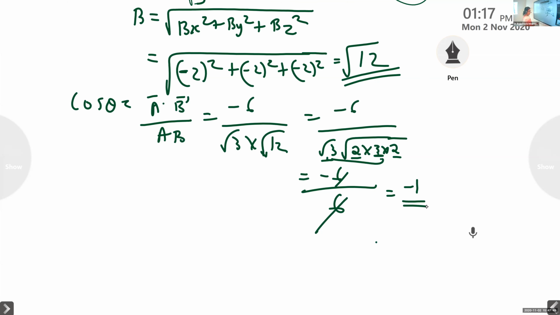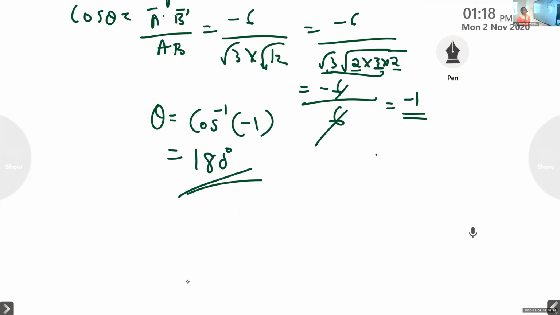Still, the angle is not found. So theta is equal to cos inverse of minus 1. I think I have given you at a particular degree the cos theta becomes minus 1. What is that? 60, 30, 40? 180. Correct. So theta is 180 degrees. So the angle between two vectors, this is how you find it out.